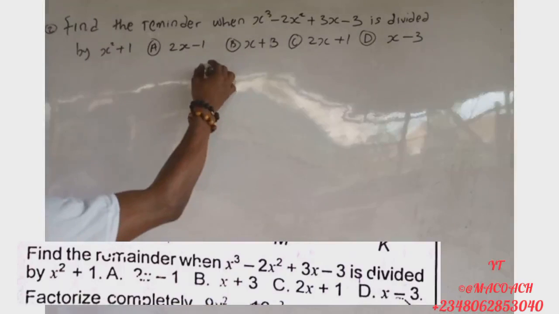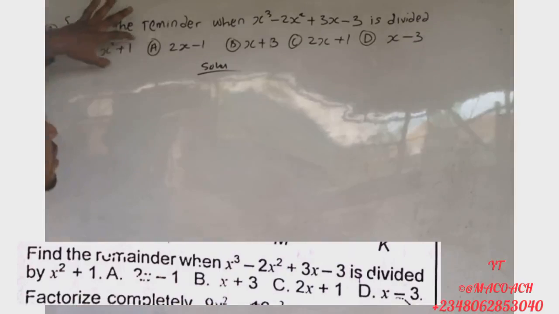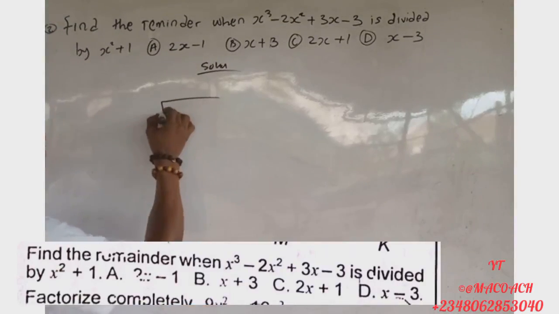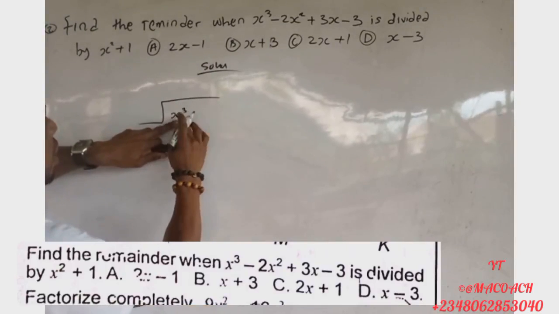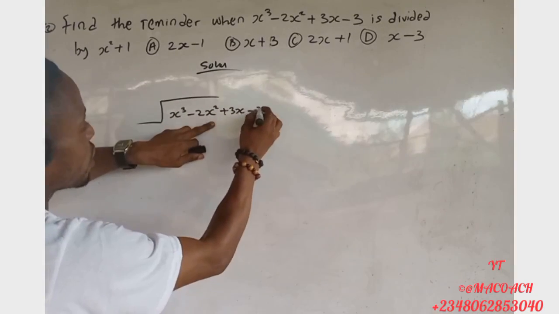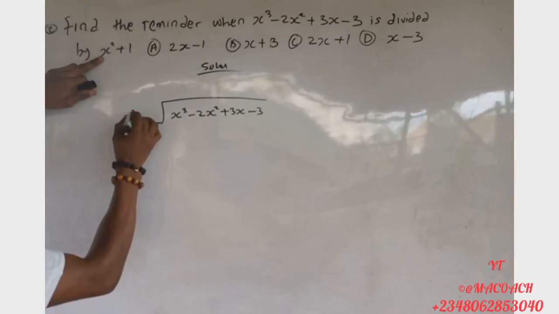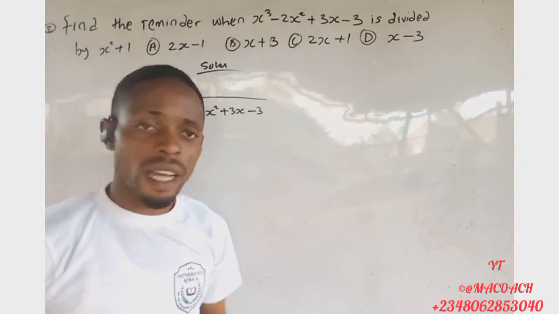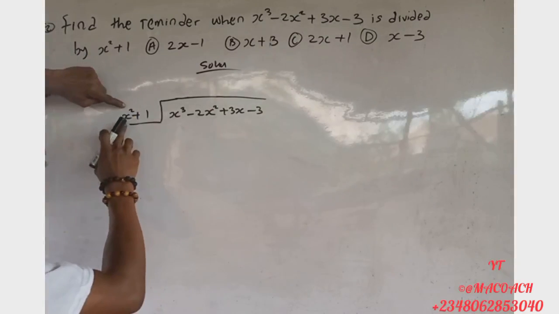How do we solve this question? It's very simple. Let's use long division. We have s cubed minus 2s squared plus 3s minus 3, divided by s squared plus 1. How we divide it is very simple. This is how you solve it: you divide s cubed by s squared.